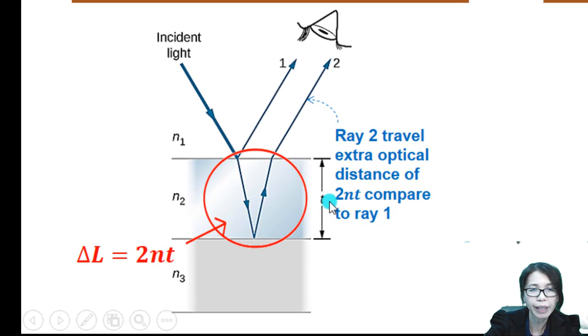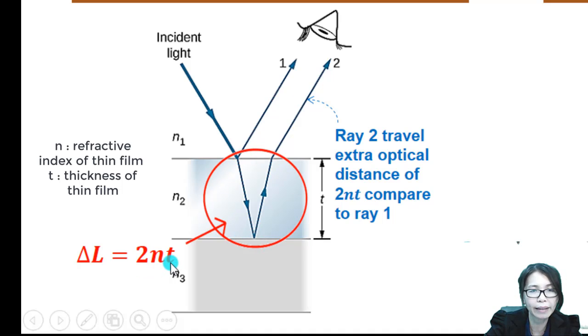Before this, we already stated that ray 2 travels an extra optical distance of 2nt compared to ray 1. So ray 2 will travel down the thickness of the film and then it is reflected at the bottom of the thin film and travels back upward. So it travels an extra distance of 2nt. n is the refractive index of the thin film. t is the thickness of the thin film.